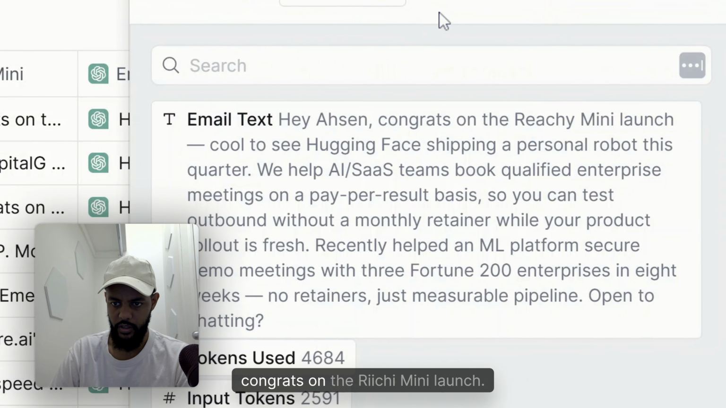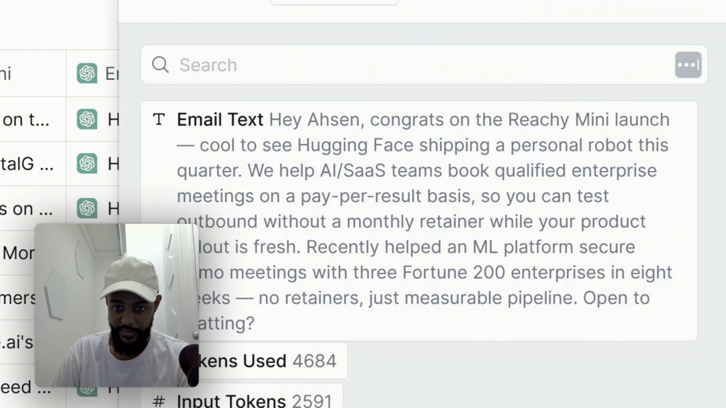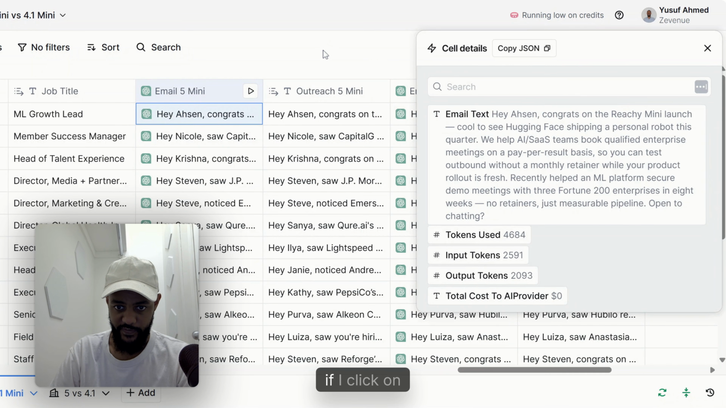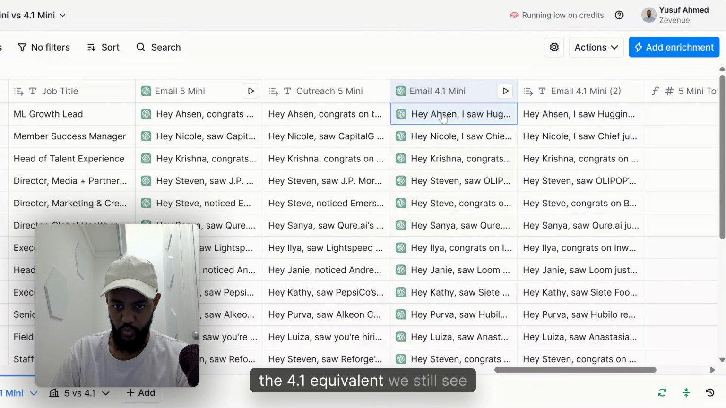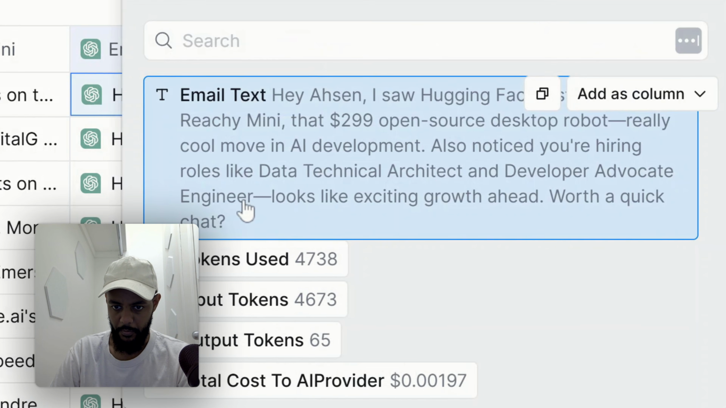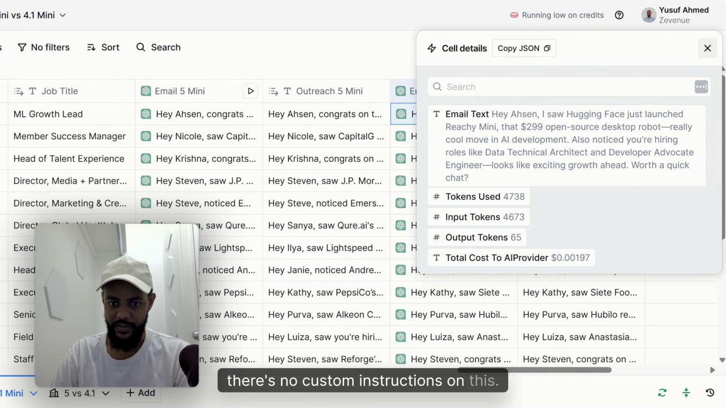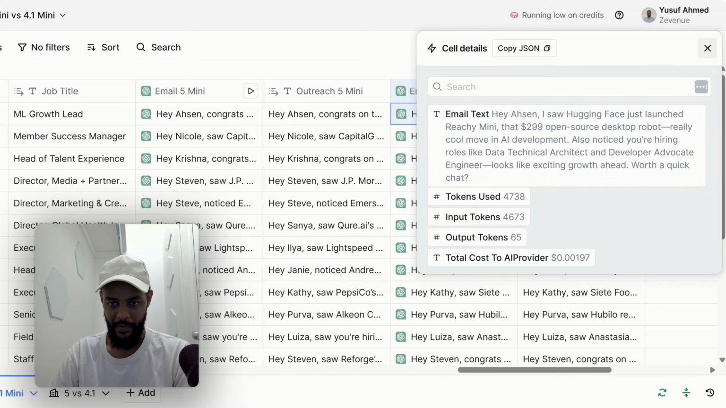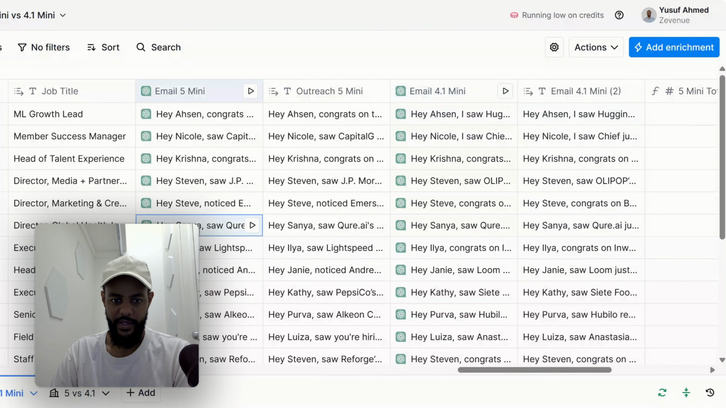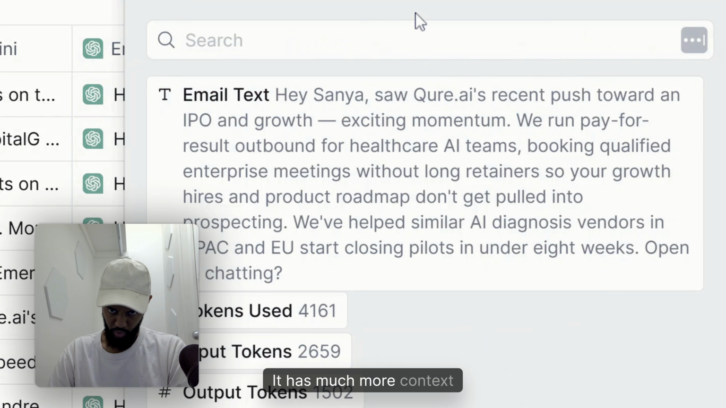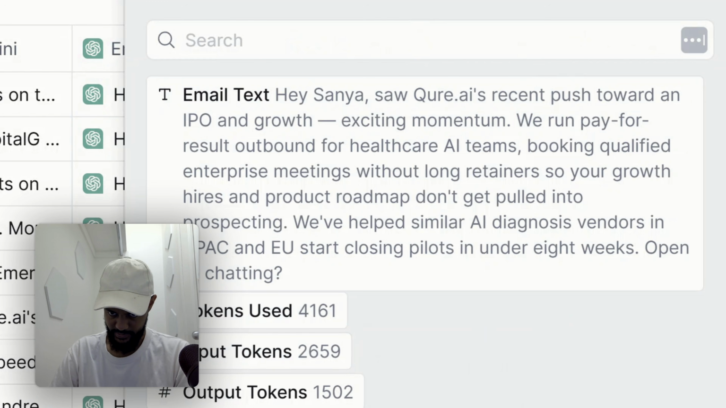So, "Hey, congrats on the Reachy Mini launch." First of all, the AI em dash is dead in GPT-5 Mini in all of these emails. Versus if I click on the 4.1 equivalent, we still see the no-space typical AI dash. There's no custom instructions on this. It's the same one for both, but that was an interesting output. I think they've probably taken that feedback. It's becoming really obvious and then tried to mix it up. The trends I'm seeing, I'll click on another email here, is the 5 mini email. It has much more context and is using much more context in the email.